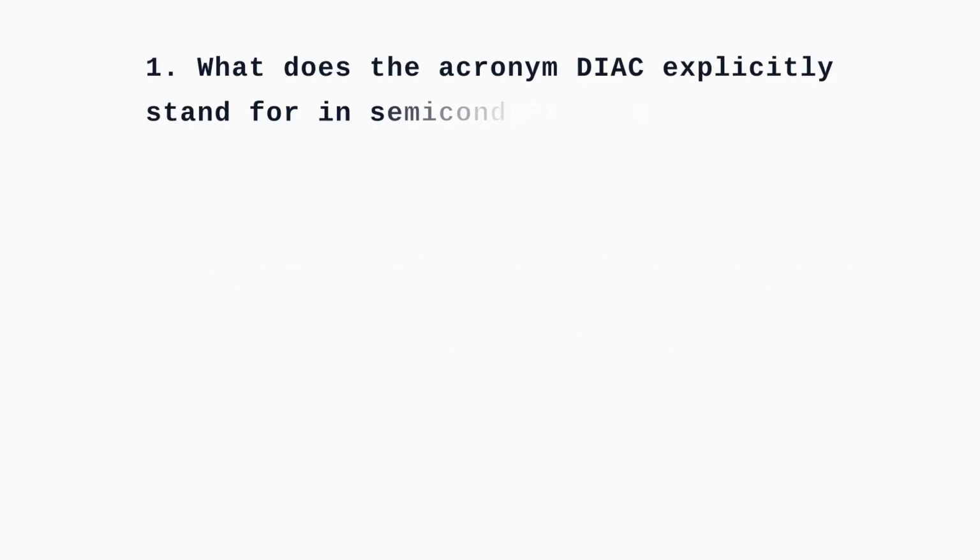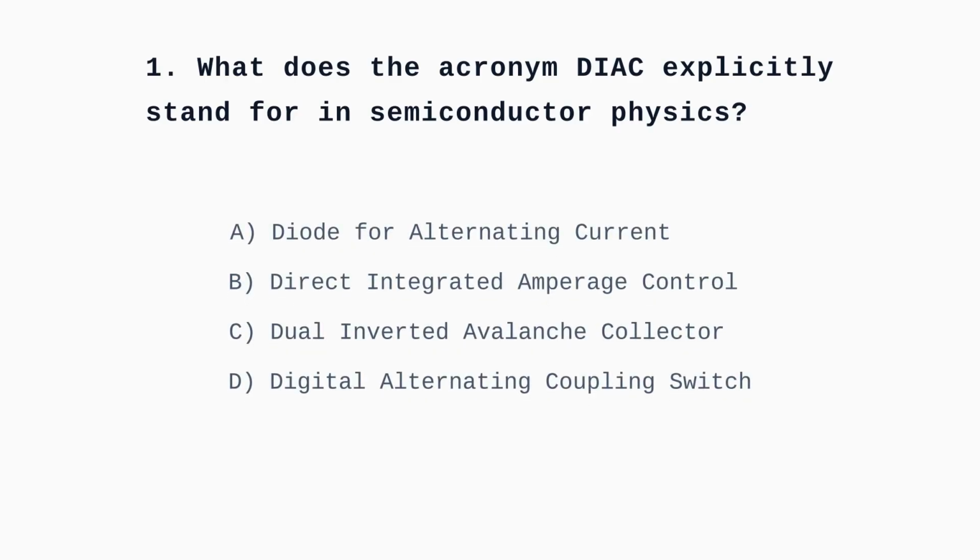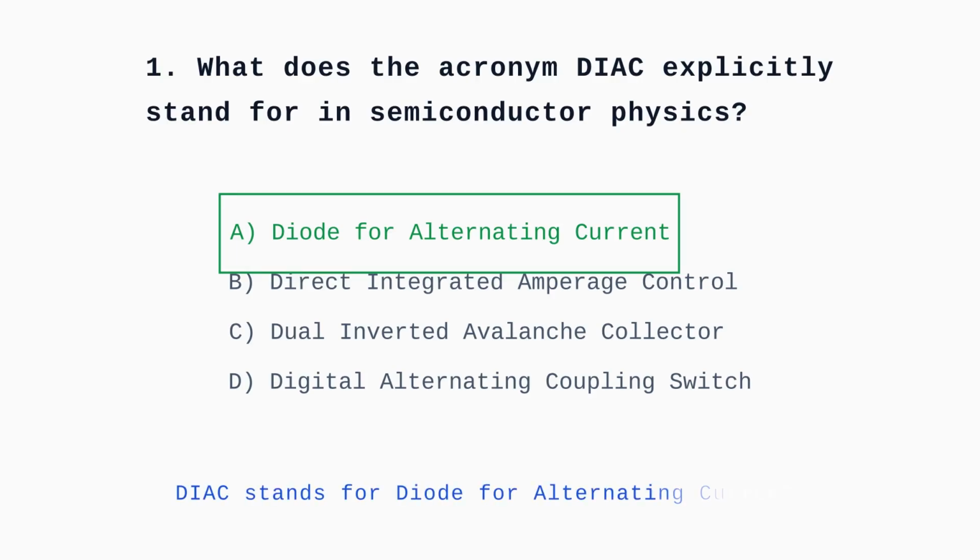Question 1. What does the acronym DIAC explicitly stand for in semiconductor physics? The term DIAC stands for diode for alternating current, directly highlighting its operation as a bidirectional semiconductor switch.